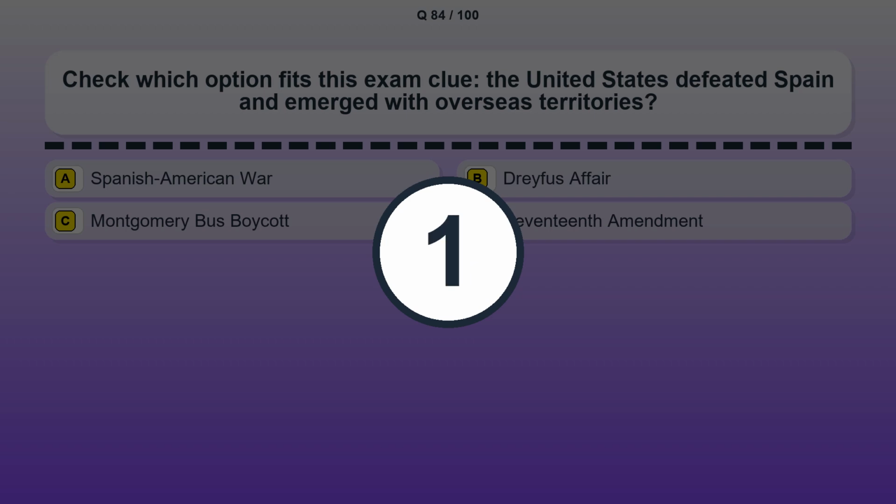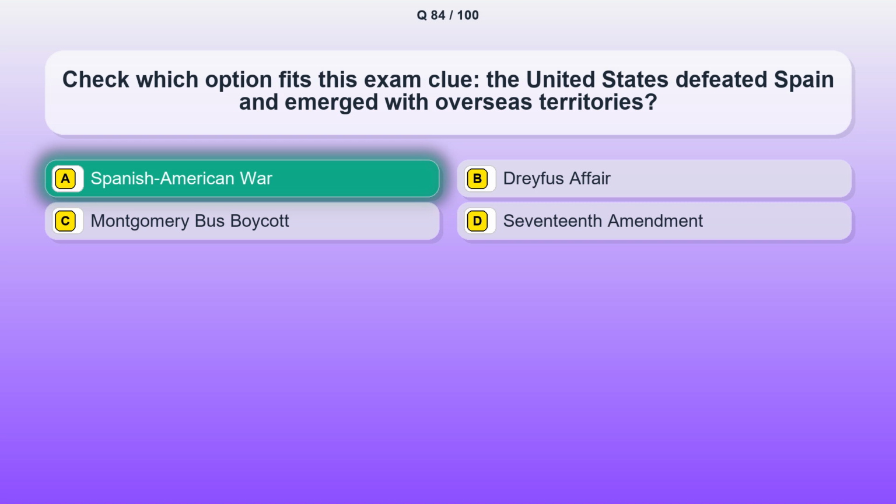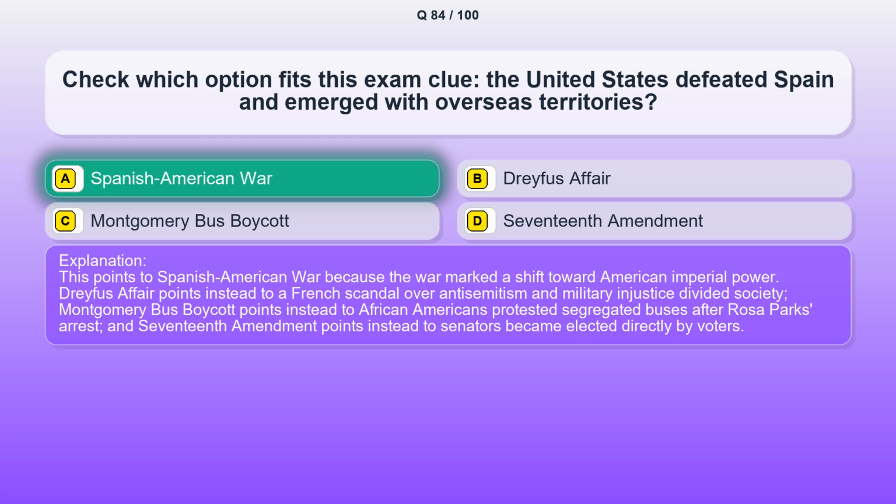The correct answer is option A, Spanish-American War. This points to Spanish-American War because the war marked a shift toward American imperial power. Dreyfus Affair points instead to a French scandal over antisemitism and military injustice divided society. Montgomery bus boycott points instead to African Americans protested segregated buses after Rosa Parks' arrest, and 17th Amendment points instead to senators became elected directly by voters.